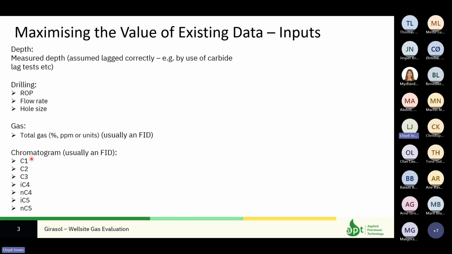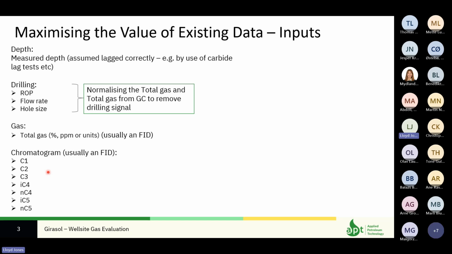But we do have advanced mud gas systems where you can have gases in and out, which give you an idea of any recycling of the gas within the mud system, which is a really quite important factor to know. And this chromatogram data is typically measured every 30 seconds to 45 seconds. And it's more often than not a more reliable data source than the total gas data, as they often do carbide checks within the process of drilling a well to make sure you're correctly calibrated.